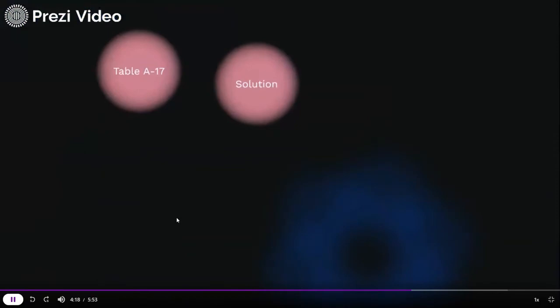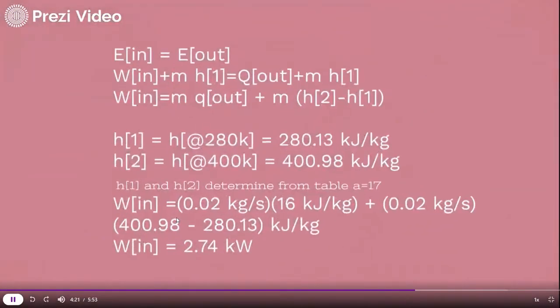Okay, this is the solution. Okay, E in equals E out, so W in plus M times H1 equals Q out plus M times H2. When we simplify, we will get W in equals M times Q out plus M times (H2 minus H1).